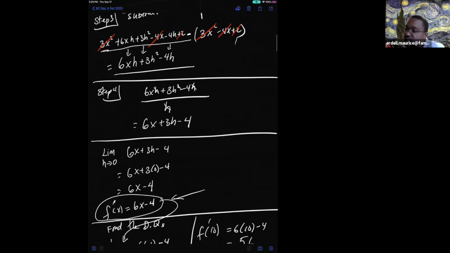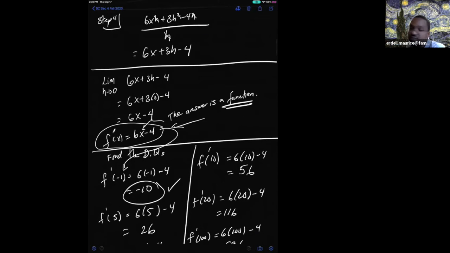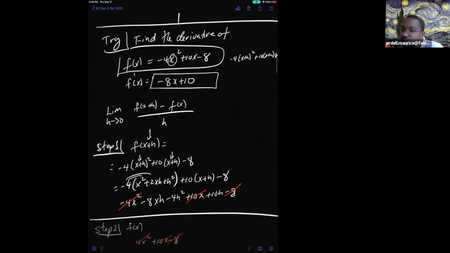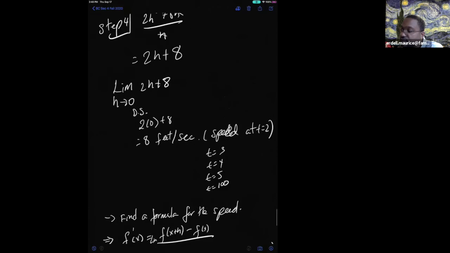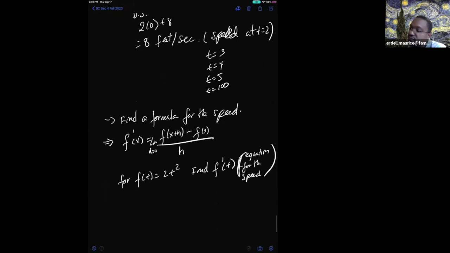After doing all this, notice there's still an x in the answer. Or in this case, a letter t. So when you're working the derivative, you always get an equation. The answer is an equation, or function rather. If I want to know the speed when time is equal to 5, I'll just plug in 5, and that'll give me the speed when time is 5. So that's what I'm asking you to do for the equation 2t squared.